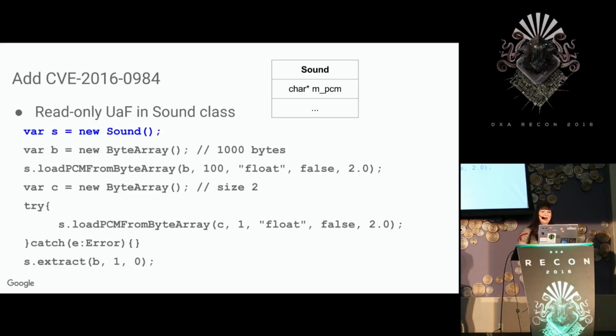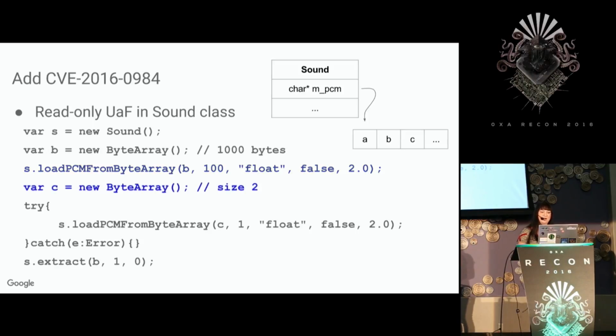So you create this new class, and right now the pointer isn't set to anything, and then you create a byte array, and this one has 1,000 bytes. And then you call this function, and what this does is it allocates memory for this array, and then it loads it out of the byte array that you've allocated, so that memory is there.